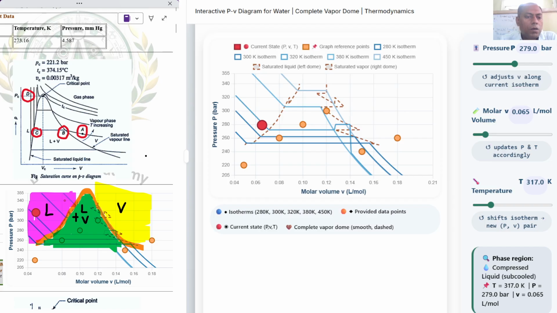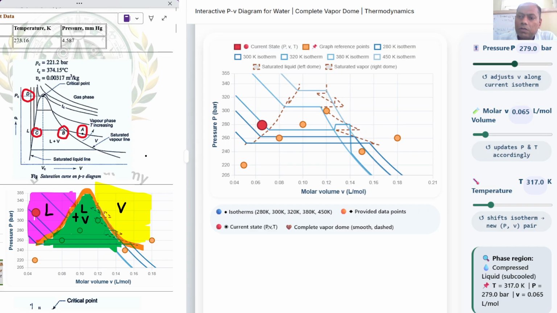In the PV diagram we have three different phases. Liquid on the left side, pink colored; L plus V, liquid plus vapor phases, inside the curved vapor dome; and on the right side, yellow colored, we have vapor.